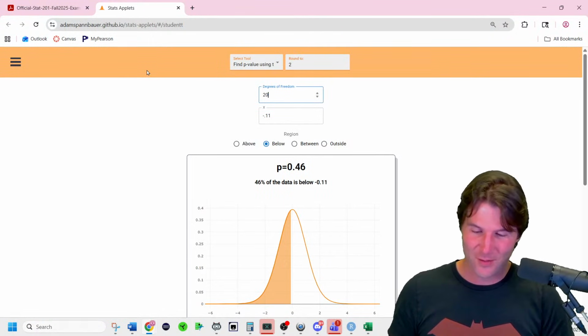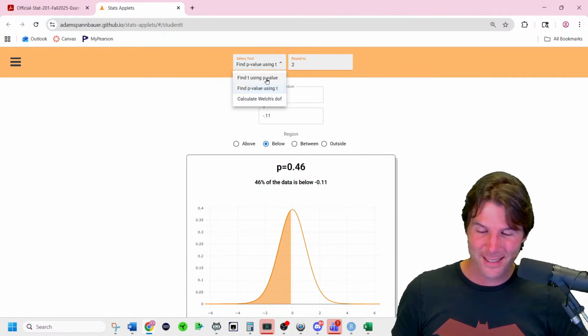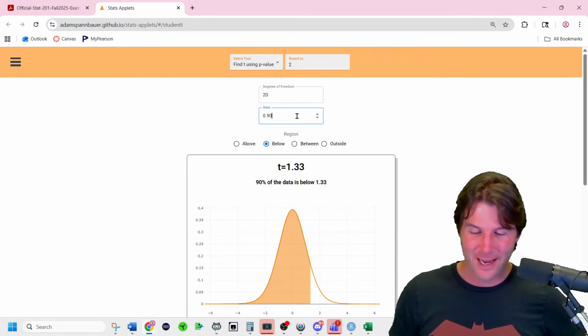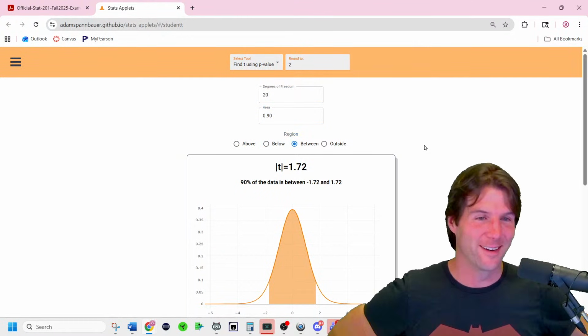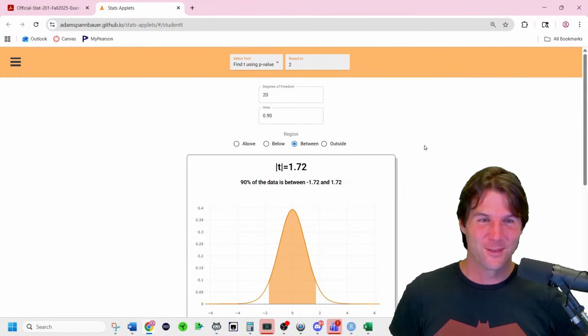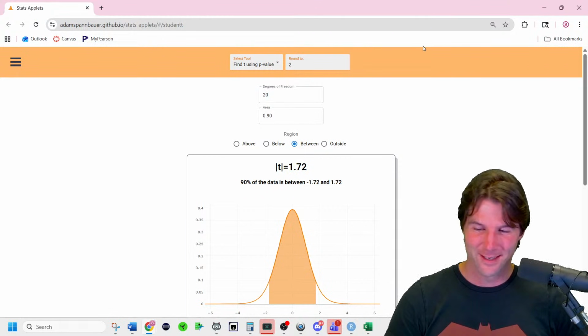Go to 20 degrees of freedom. Find the T using a p-value. 90% between right here. And there it is. Does that make sense? So we got that one right there. Make sure to go to the T applet. There it is right there. So there it is.